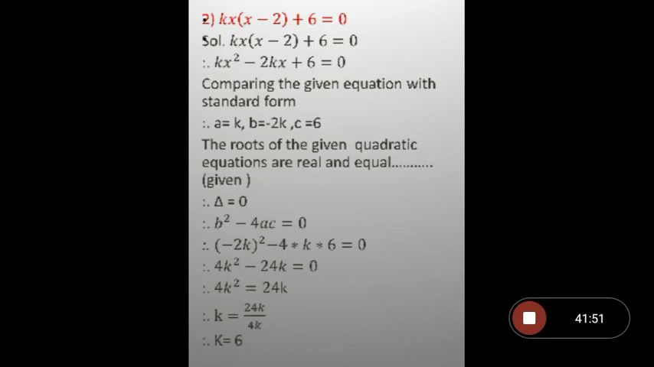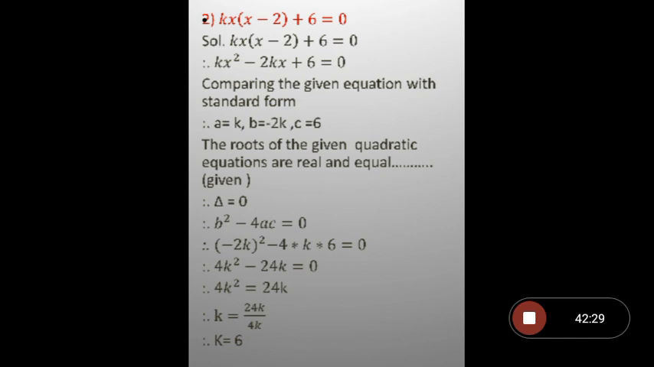Now the second one is kx bracket x minus 2 plus 6 is equal to 0. In this, first we have to multiply kx with the bracket. So kx square minus 2kx plus 6 is equal to 0. Comparing this equation with the standard form, we get the values of a, b and c. a is equal to k, b is equal to minus 2k and c is equal to 6. The roots of the given equation are real and equal, it is given. So we can write delta is equal to 0.